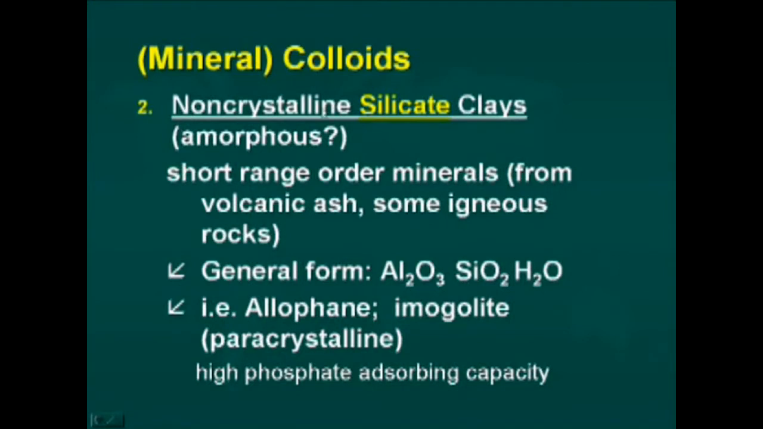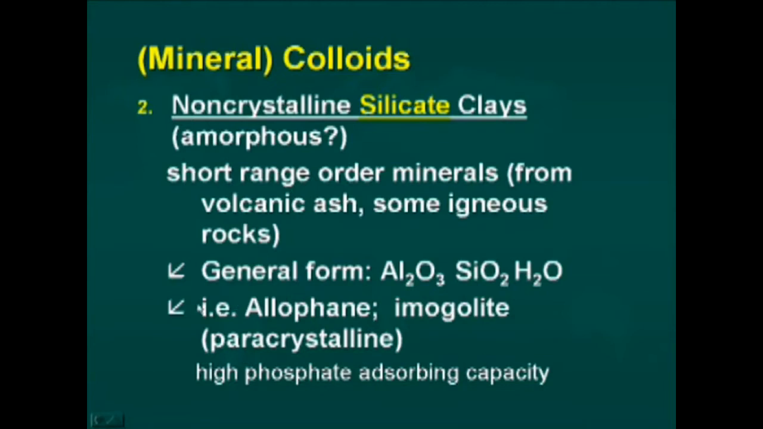The second group are non-crystalline. Again, silicate clays, they have silicon and aluminum, but they're non-crystalline. Sometimes we talk about amorphous or shapeless, but there's also something in between. There are some short-range order minerals. That is, they have a little bit of order, but they don't repeat in crystals. They're still complex, but they exhibit some order when you look at X-ray diffraction. These come from volcanic ash and some igneous rocks. And the general form is Al2O3, silica and water.